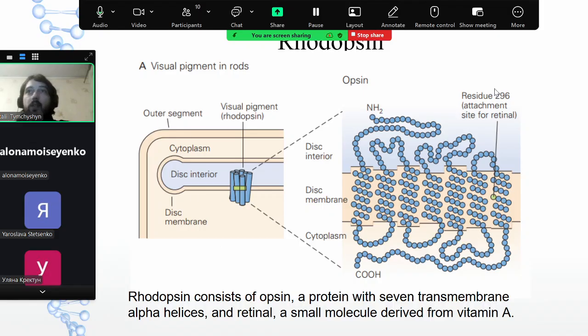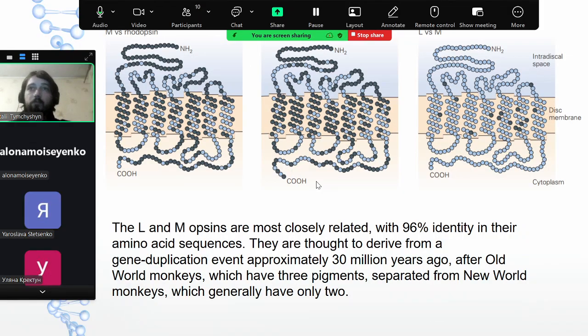Here you see once again an enlarged view of rhodopsin that basically consists of opsin, a protein, and a small molecule that is derived from vitamin A. So vitamin A is needed for us, well, to synthesize that 11-cis retinal.